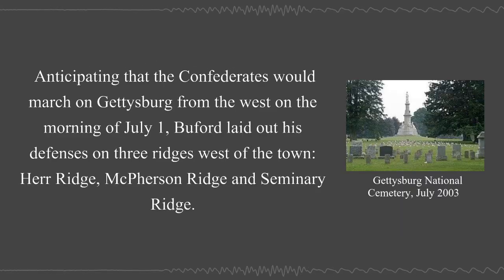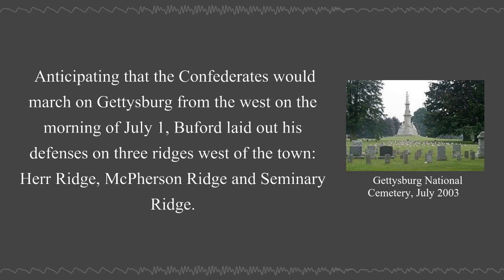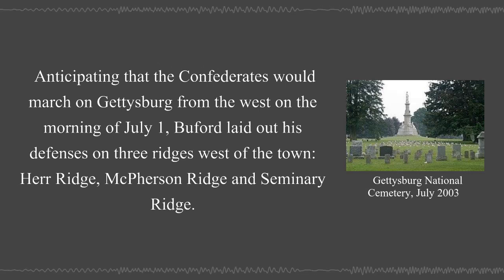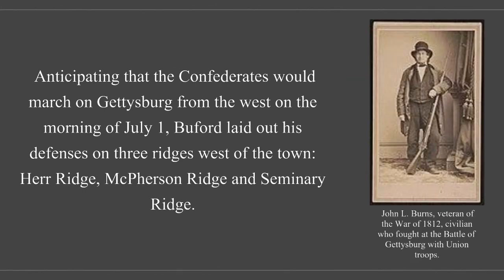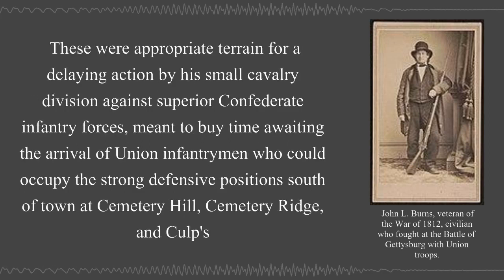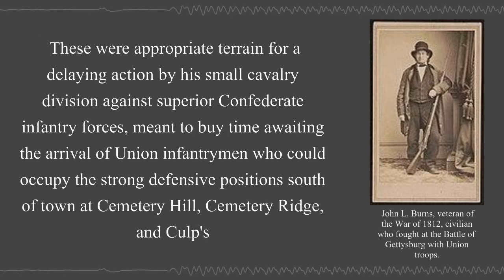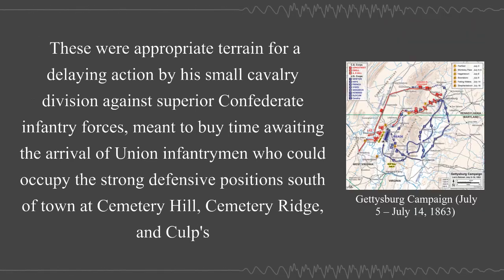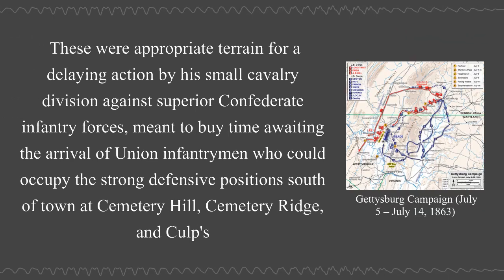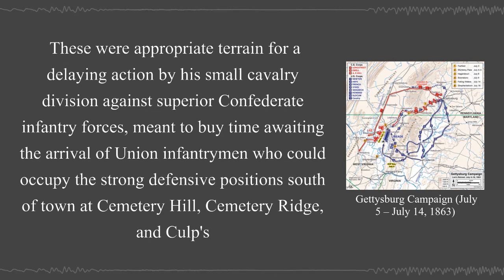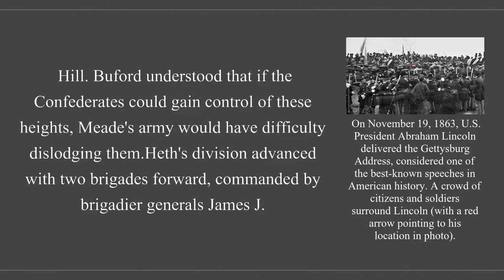Anticipating that the Confederates would march on Gettysburg from the west on the morning of July 1, Buford laid out his defenses on 3 ridges west of the town: Herr Ridge, McPherson Ridge, and Seminary Ridge.